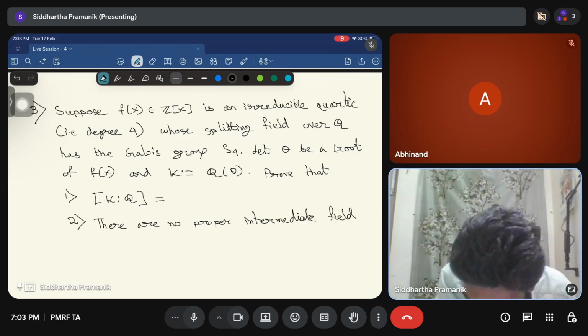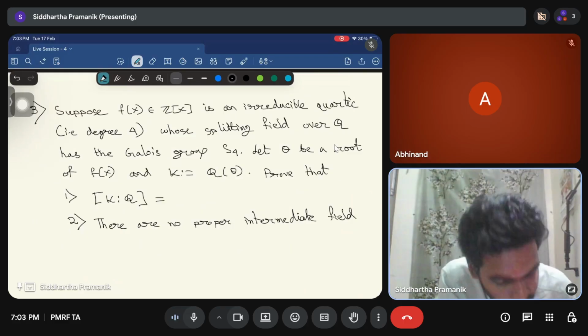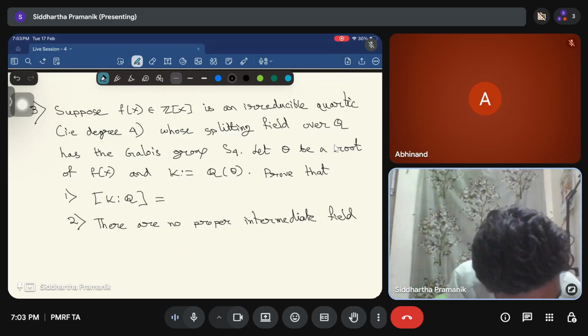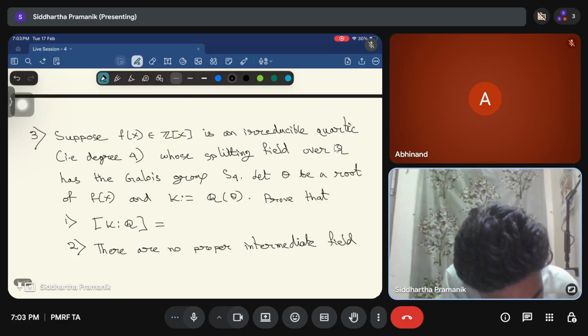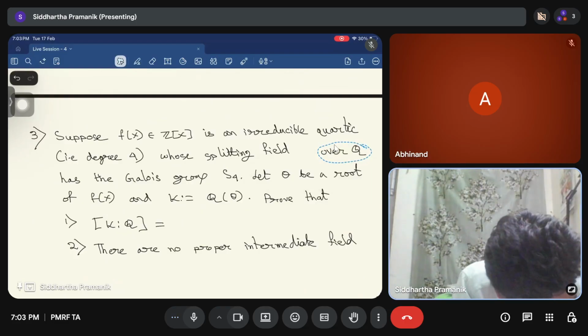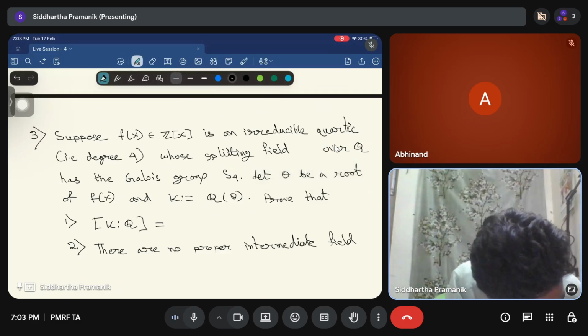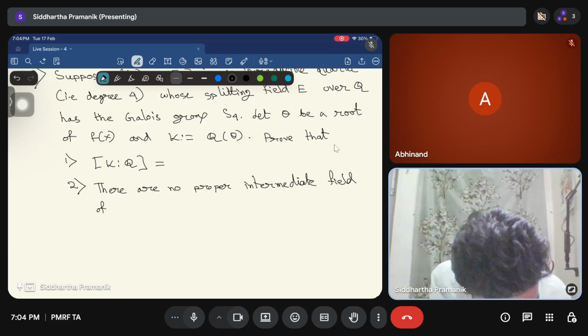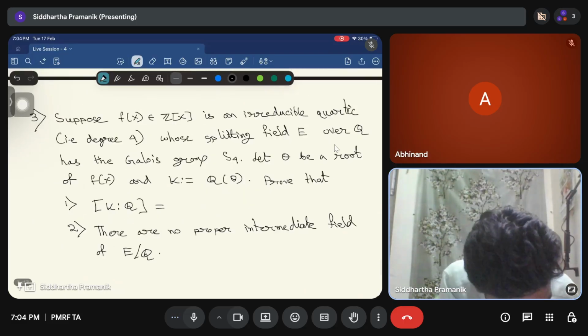Intermediate field of the splitting field over Q. Okay, I should give a name to the splitting field. So let me write it down here. Whose splitting field, let's say E, there are no proper intermediate field of E over Q. So this is 4.